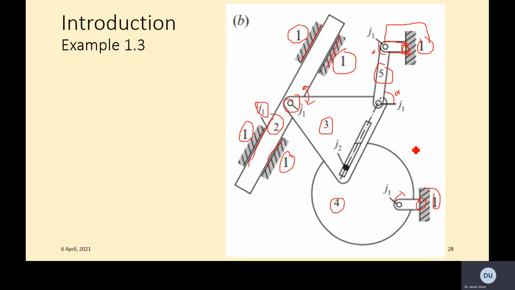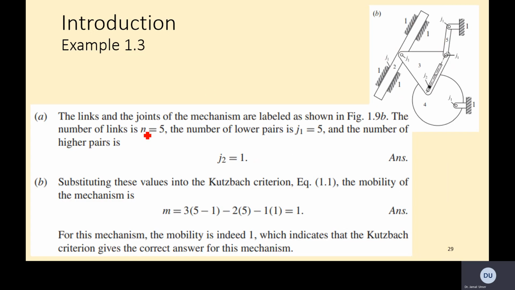So that's it, you just plug in. The links and the joints of the mechanism are labeled as shown in figure 1.9b. The number of links n is equal to 5, so we have identified 5 links, and lower joints 5. You can count those, there are 5. And the number of higher pairs, J2, is equal to 1. Substitute values in the Kurzbach criterion and you get M equal to 1. For this mechanism, the mobility is indeed 1, so Kurzbach criterion gives the correct answer for this mechanism.